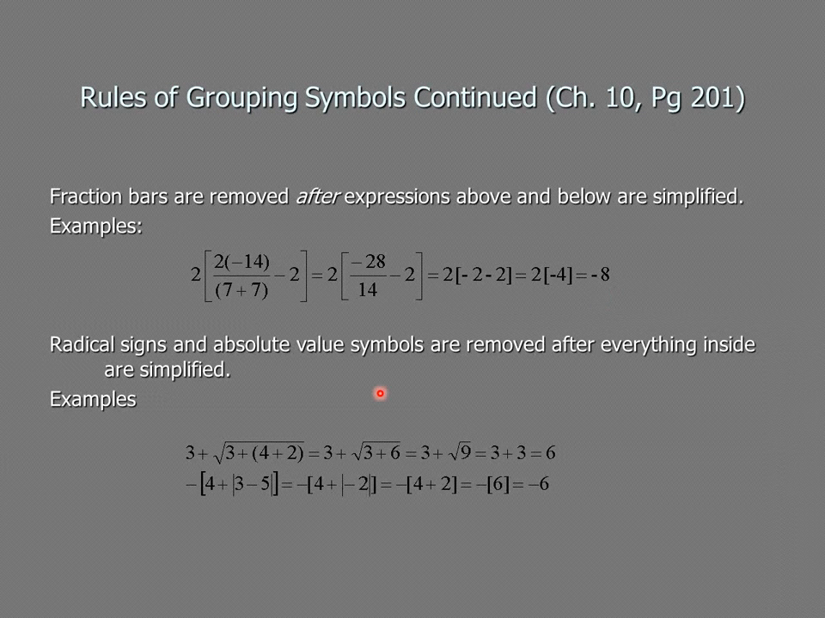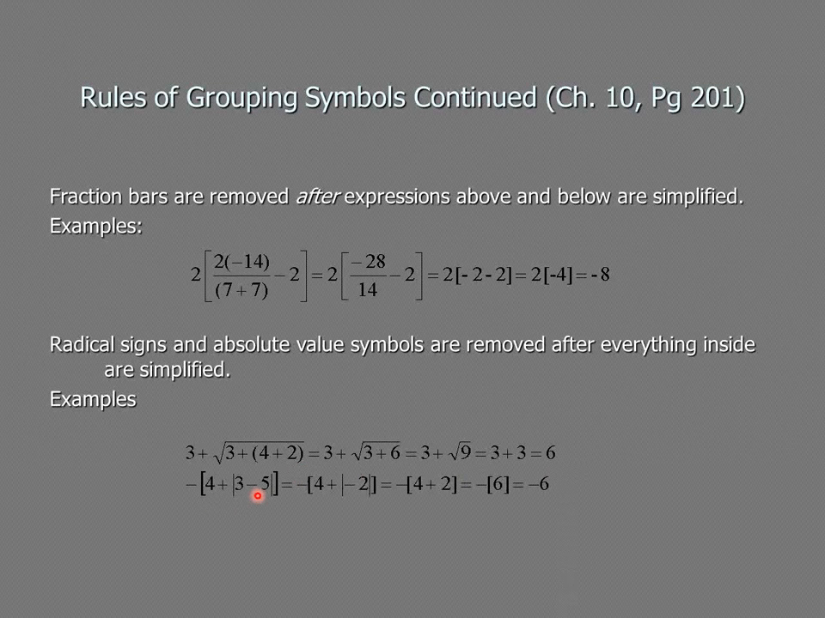If you look at the next one, how you are dealing, you always take care of the innermost parentheses first, right? So this is the innermost one, where it's 4 plus 2, which makes 6, right? Then you add 3 plus 6, that's 9. You take the square root of 9, that makes it 3. 3 plus 3 is 6, simple.